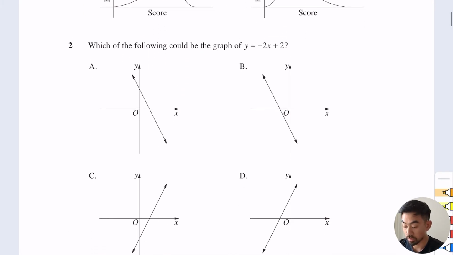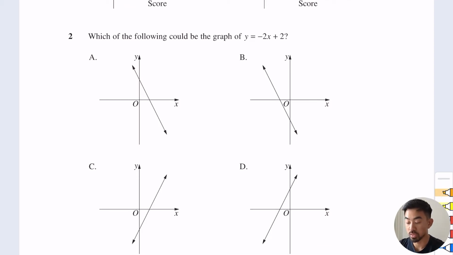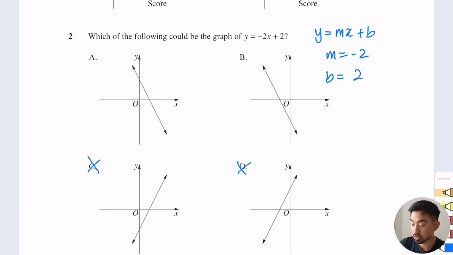Question 2, which of the following could be the graph of y is equal to minus 2x plus 2? Okay, well, this is in the form of y equals mx plus b, where m is my gradient, so m here is minus 2. And that tells me the direction of my line. So negative gradients look like this, so I can rule out C and D. I also know that my y-intercept is 2. That means my line has to cross the y-axis in the positive region. So looking at all these, the only one I can say is A.